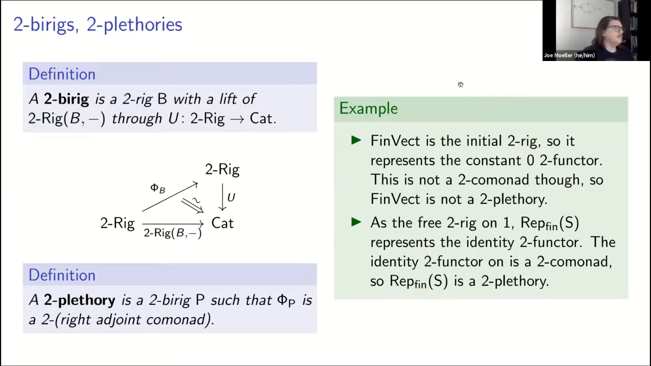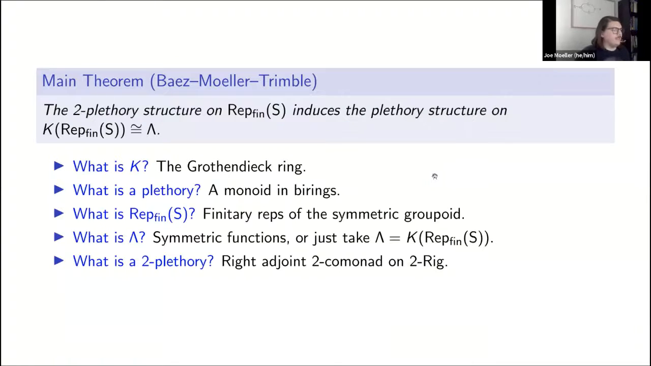And yeah, now all the questions are answered, and we can understand the statement of this theorem. We know what rep fin S is. It's a category. It's the free two-rig on 1. So it's a two-plethory. And if you take the Grothendieck ring of that category, you get this thing called lambda, which you may or may not know what it is, but you know that it exists, as I told you. And it gets to be a plethory, and that's induced by the two-plethory structure. So that's the statement of the theorem.